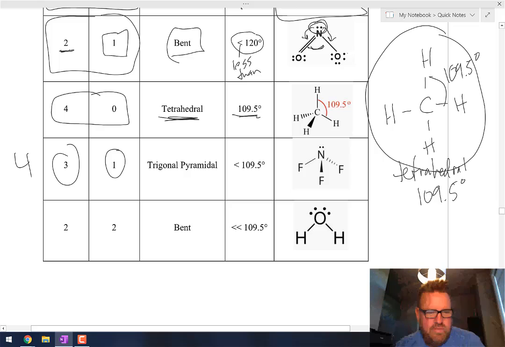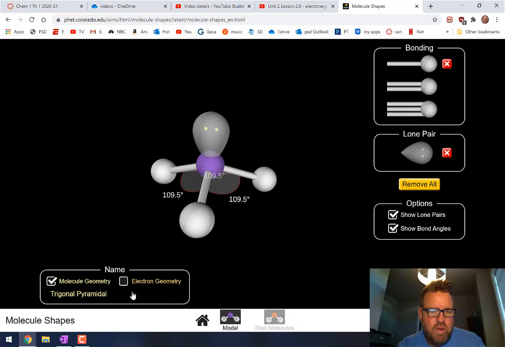Okay, I can even make it, watch here, where down here, see where it says electron geometry? That just means if all of the bonds were there, what shape would it have? Of course, it's going to say tetrahedral. Okay? But in terms of what's the real shape of the molecule, what's the geometry of that molecule, it is what we call a trigonal.